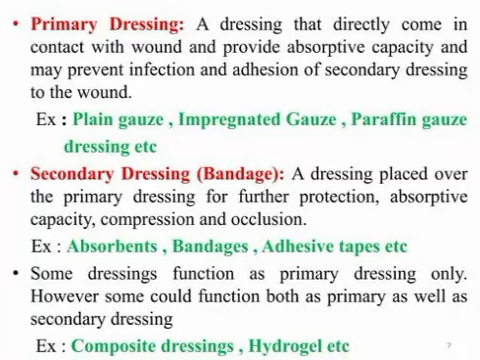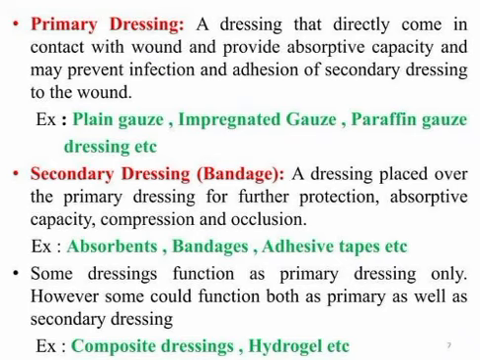Next, let's see the definition of primary dressings. These are the dressings which come directly in contact with our wounds, and they provide absorptive capacity and prevent our wounds from infections and adhesion of the secondary dressings to the wound. The secondary dressings like hydrogels, calcium alginate, or the bandages provide the adhesion of the secondary dressing to the wounds. For example, plain gauze, impregnated gauze, paraffin gauze, and film dressings.